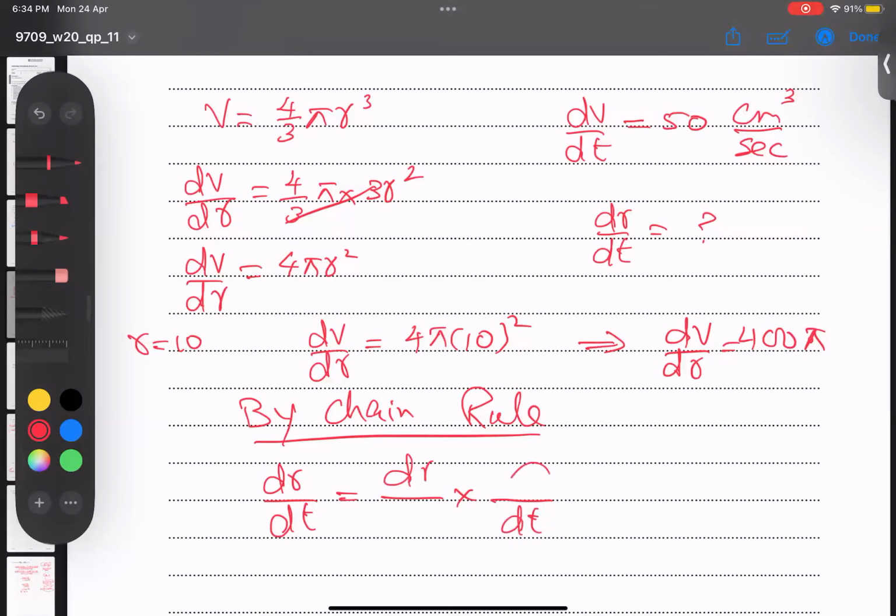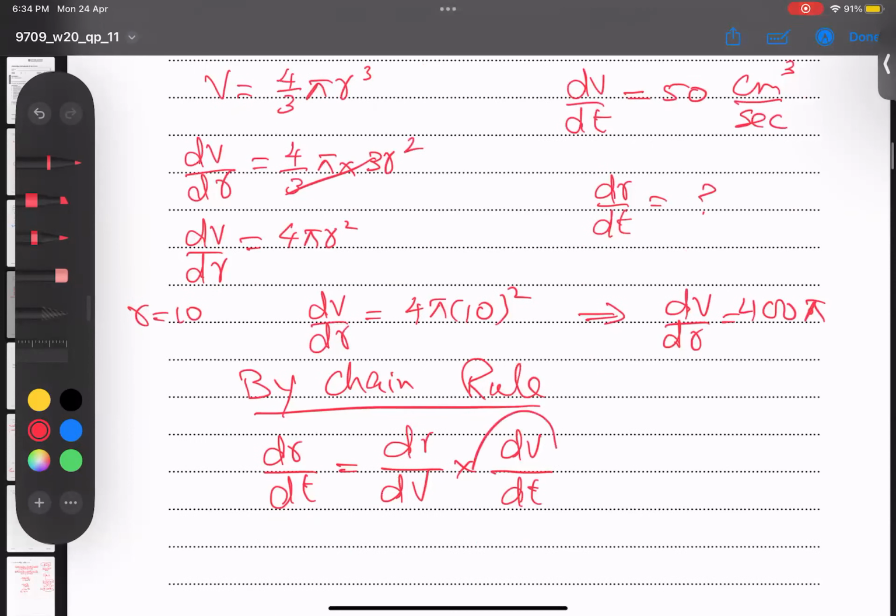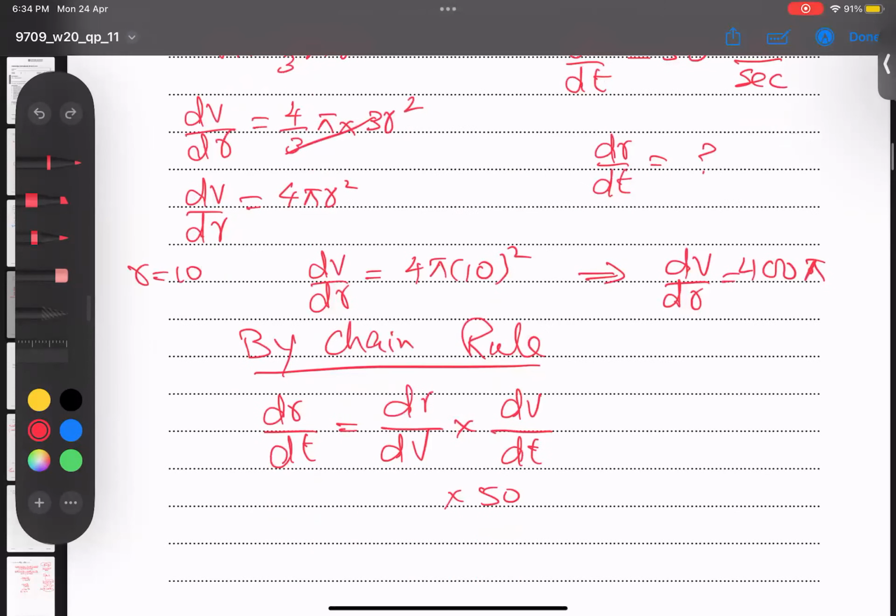And what is coming here? The third variable. And what is that? Volume. So I'm writing dV and dV here. Is this value the same? Correct, so 50 will come down. Is this the same? No, it's the reciprocal. Volume up, radius down. Here, radius up, volume down. So flip it, this value will come in flipped form.